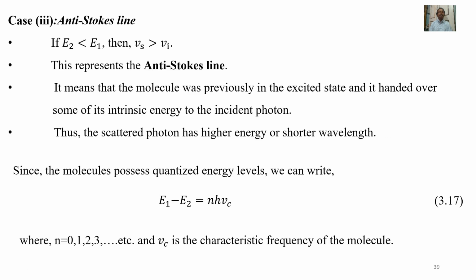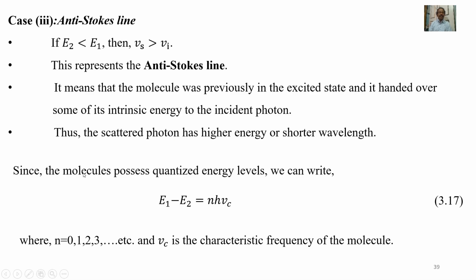Case 3 is nothing but anti-Stokes line. In this case, we have E2 less than E1. Then nu S is greater than nu I. This represents the anti-Stokes line. It means that the molecule was precisely in the excited state earlier, and it handed over some of its intrinsic energy to the incident photon. Thus, the scattered photon has higher energy or shorter wavelength.